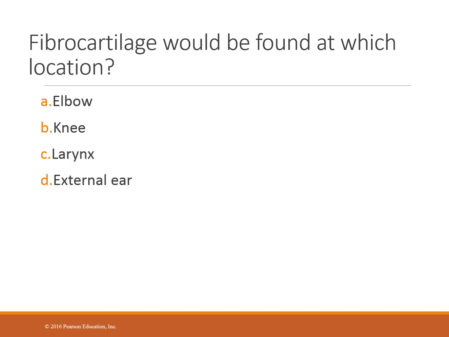Let's try another one. Fibrocartilage would be found at which location? Would that be the elbow, the knee, the larynx, or the external ear? Pause the video and check back for the correct answer. Did you say knee? Did you remember the meniscus? I hope you did. The meniscus is a thick plate of fibrocartilage that's in the knee. It accepts the compressive forces from the femur and the tibia.